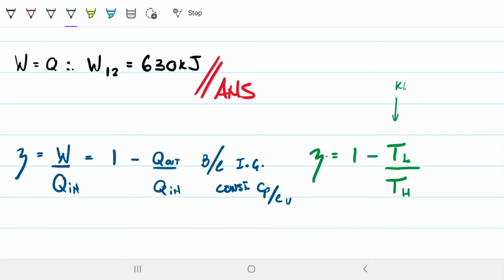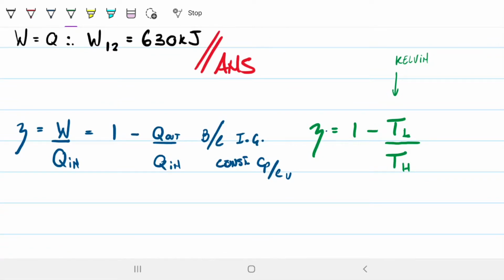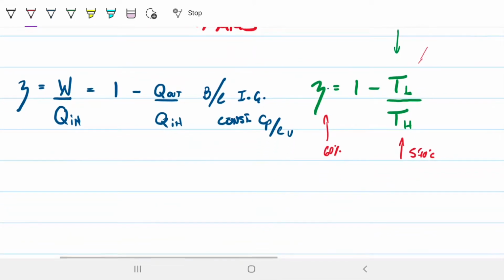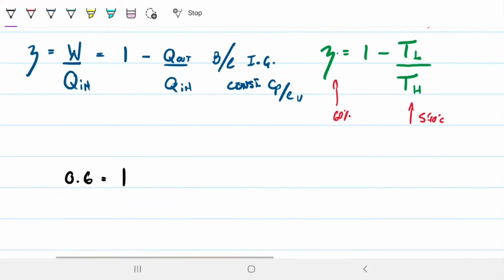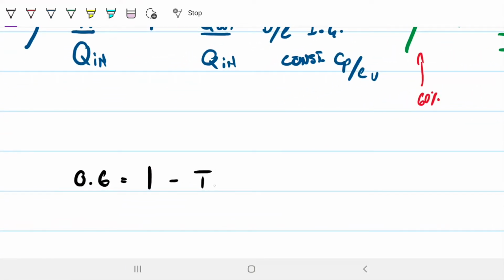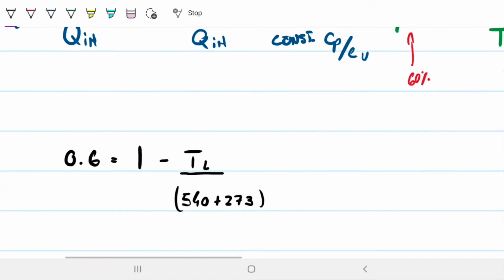In Kelvin, by the way, right? In Kelvin. All right, so we know the upper one. We know that this guy here is 540 Celsius. We know that this guy here is 60%. So the only unknown here is the lower reservoir, which is exactly what we're looking for in this question on 2b. So we can do 0.6 equal to 1 minus T low, which we don't know, divided by T high, which is 540 plus 273, because we need this to be in Kelvin and not in Celsius.